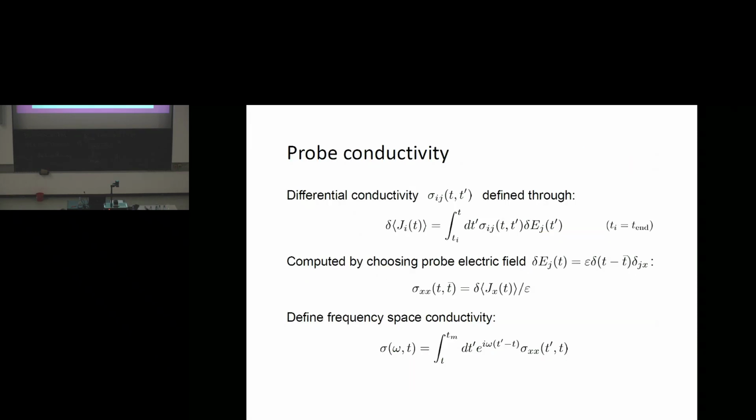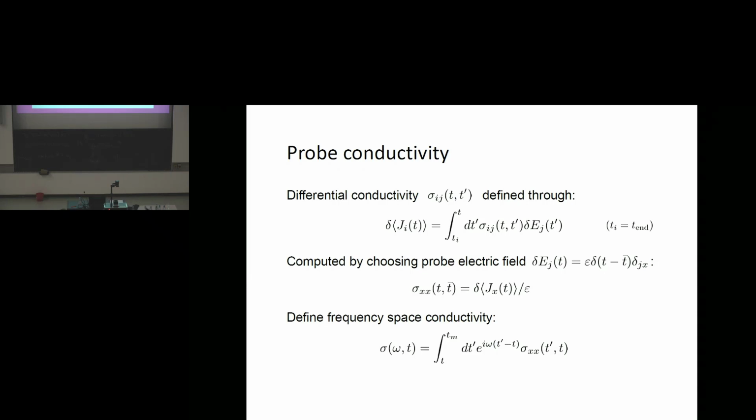Okay, so now let's move on to the quantity that we're actually interested in, the probe conductivity. We are not in equilibrium, so the conductivity that relates the electric field perturbation with the generated current will depend on two times, not just on the time difference. And in order to compute or measure the conductivity, one can simply choose a delta function profile for the electric field, or some resolved delta function if you do it numerically, and then the conductivity comes out by measuring the current that comes out.